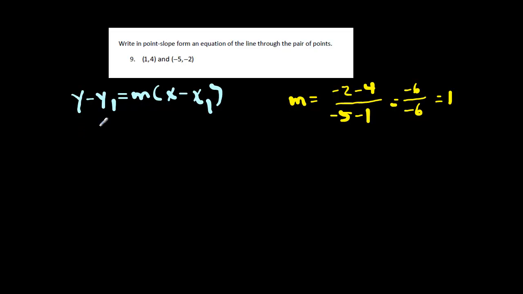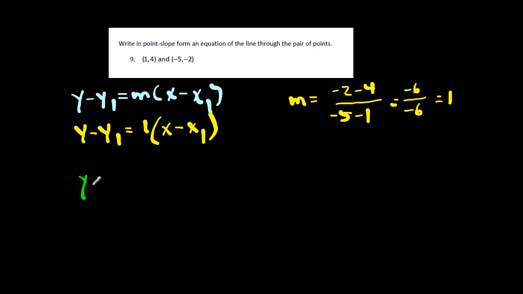So my slope is 1 here. So I have y minus y1 equals 1 times x minus x1. Or you could have just gotten rid of m. Now the question is, which one of these points do I decide to stick in for x1 and y1? Well, the answer is you can choose either one of them. You can get the right answer regardless. So you have two answers.